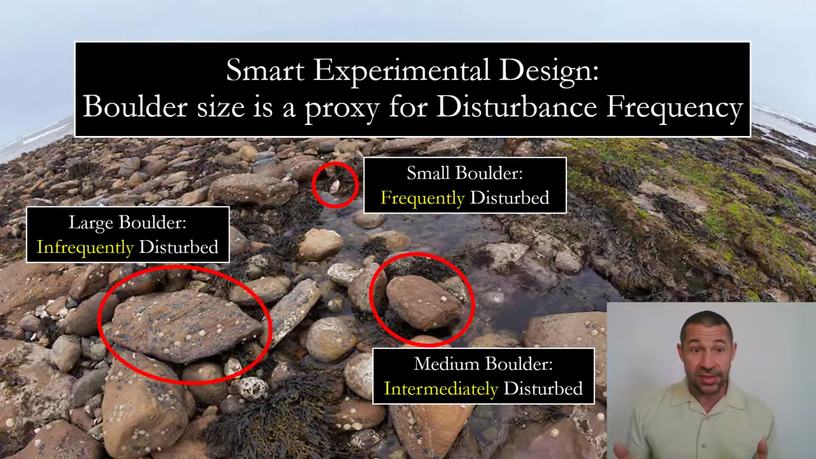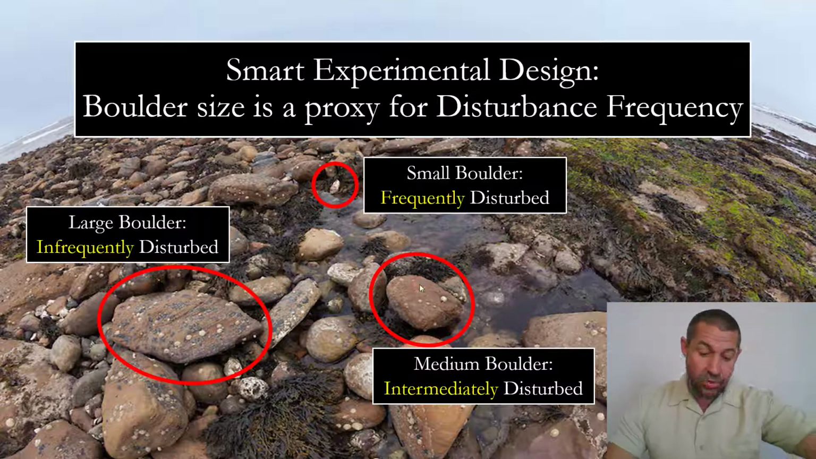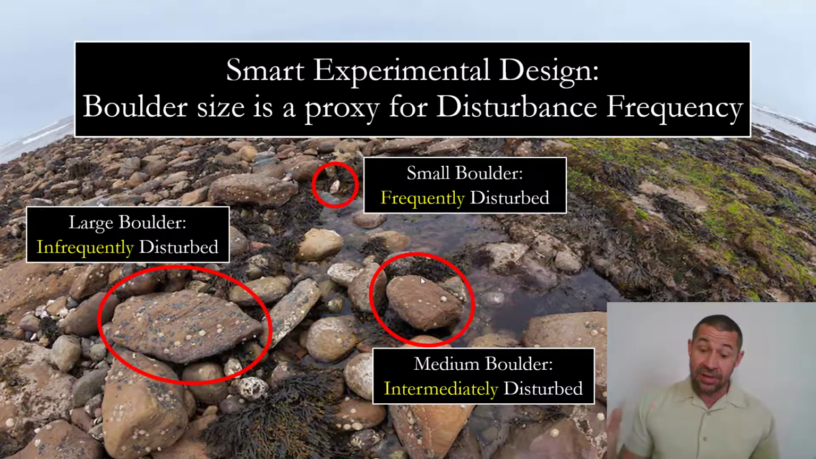He reasoned that different sized boulders on the rocky beaches, here we've got a large boulder, a small rock, and a medium boulder, they would be turned over, tossed about, disturbed at different rates depending upon their size. And he measured the force in newtons required to move randomly selected boulders.